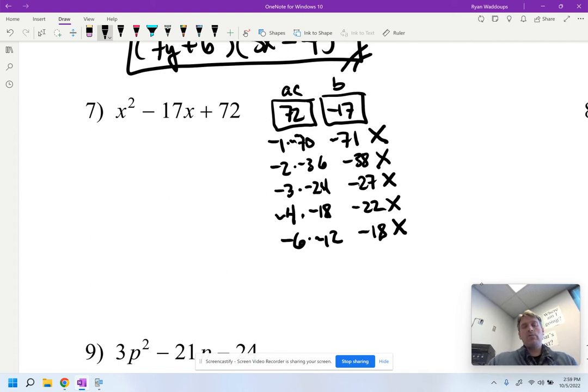And so I say, well, how about 7? 7 won't go into 72. Will 8? I think 8 will. So I'm going to say, how about 8? 8 goes into 72 9 times. -8 times -9 is +72. And -8 plus -9 is -17. Those are the numbers we're looking for.